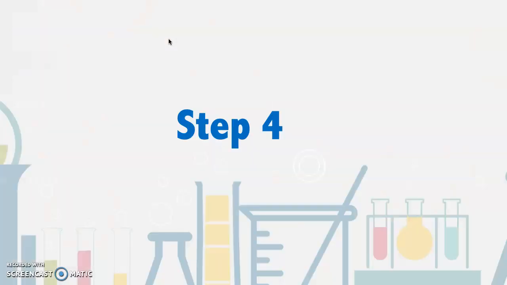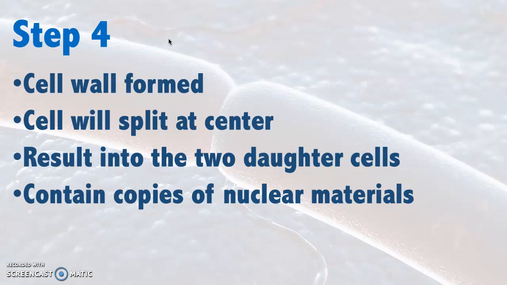Next, this is step 4, and this will be the end of binary fission. Just like we talked about at the beginning of the presentation, this is a pretty big step of binary fission. Concluding binary fission in step 4, in this phase, a cell wall will be formed and the cell will split at the center. This will divide the parent cell into the resulting two daughter cells.